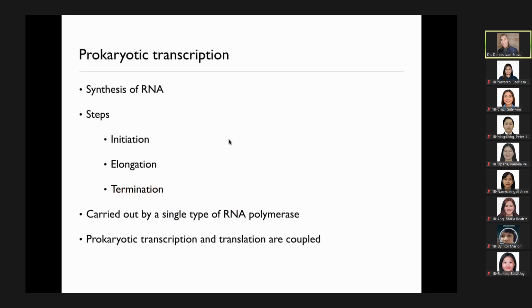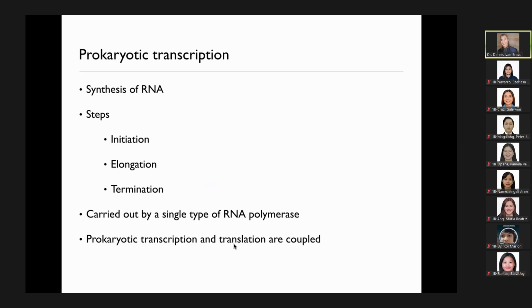So we can divide transcription generally into 3 stages, just like how we divided replication. That includes initiation, elongation, and termination. Now in prokaryotes, whatever RNA is being transcribed, there's only one single type of RNA polymerase for the transcription of all these different types of RNA products.